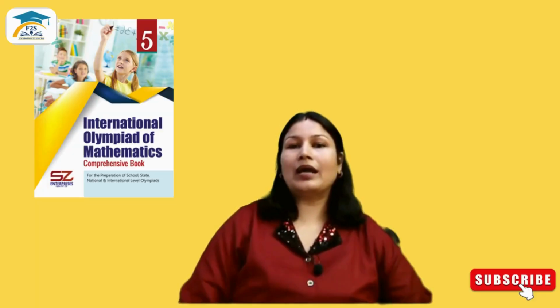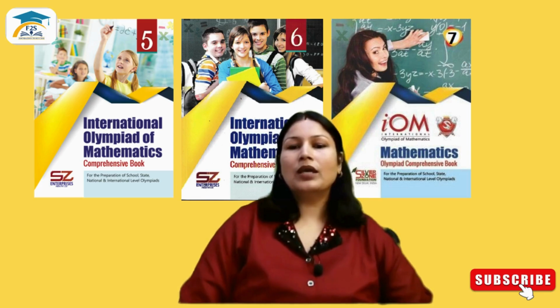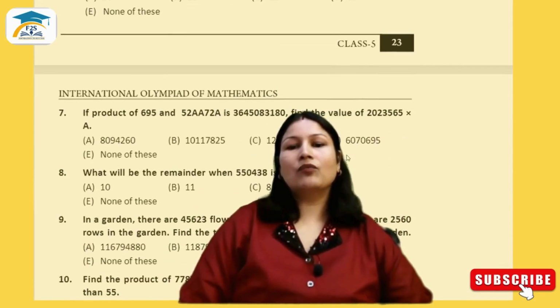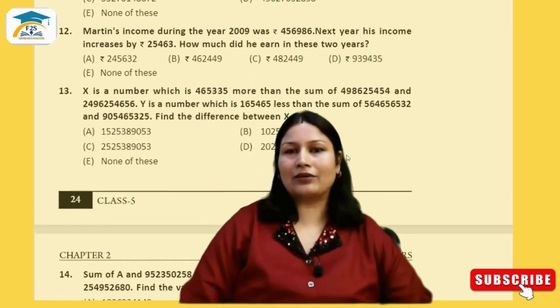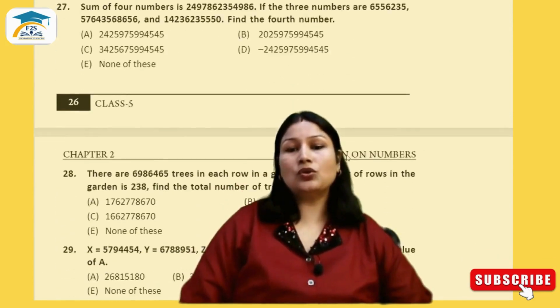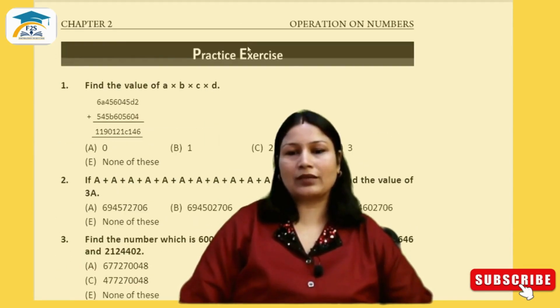We are going to start an Olympiad preparatory series for grade 5 to 7 for mathematics. We start with the preparation of Silver Zone Mathematics Olympiad, where I will teach you to solve the comprehensive book of Silver Zone. In this book, every chapter contains 40 questions, which I have divided in three-part videos of 14, 14 and 12. You will get two videos every week for your respective class.